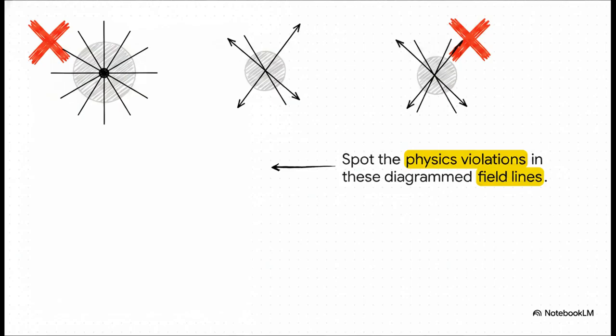So, if we play detective with textbook diagrams, we can easily spot the ones breaking the laws of physics. Lines just shooting outward from a single point? Nope, that implies a monopole, which directly violates Gauss's law. Lines crossing each other? As we established earlier, also totally forbidden by physics.